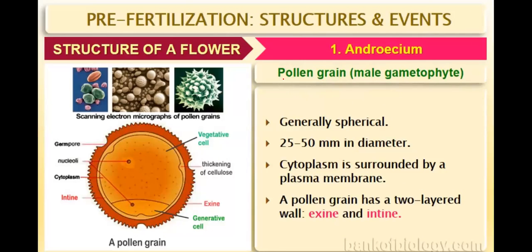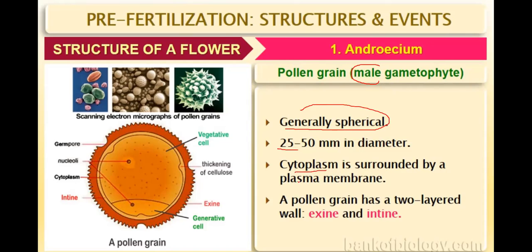Now we'll be discussing pollen grain. What is a pollen grain? A pollen grain is also known as the male gametophyte. It is generally spherical in shape. This is a pollen grain that is spherical in shape. Its diameter is 25 to 50 micrometers.